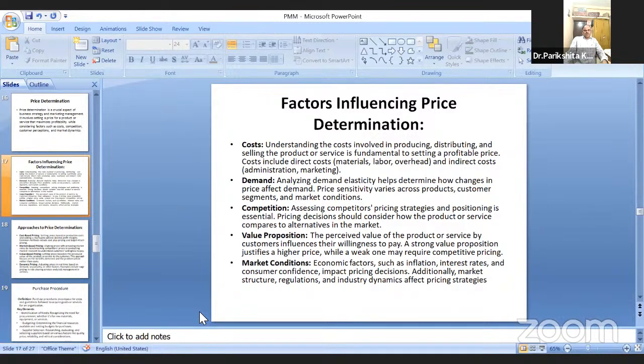Suppose in COVID time, were the market conditions influencing the price or not? At that time people had no money, could they buy? Now the price of gold increases, so are customers purchasing or not? Yes sir, they are buying even when the price of gold rises. But in COVID time the market conditions were not good. That directly influences the market conditions and price determination. That means we have to see market structure, regulations, and industry dynamics. It also affects the price determination.